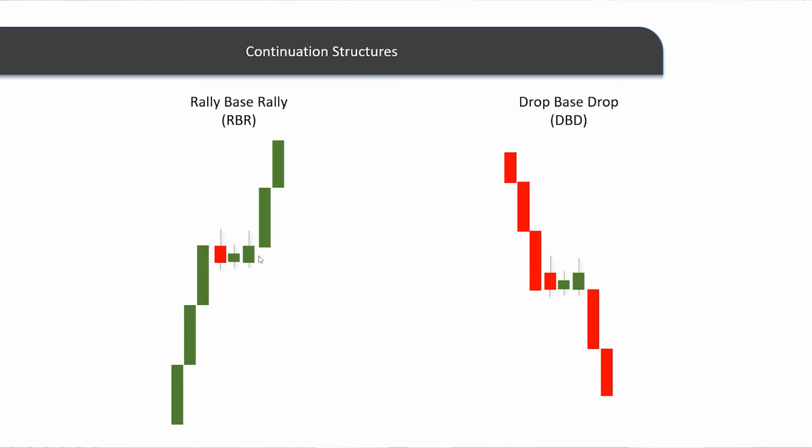A rally base, and then if it's a reversal, it's a drop, or it's a rally base drop. And here it would be a drop base rally, but it's not. It's a continuation. So it continues going past the basing. So what does this look like with more realistic candles?